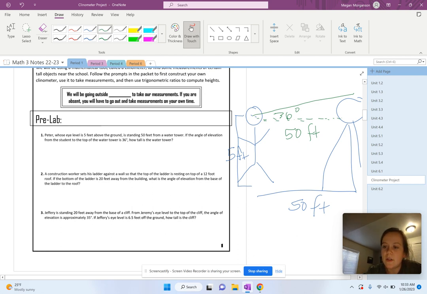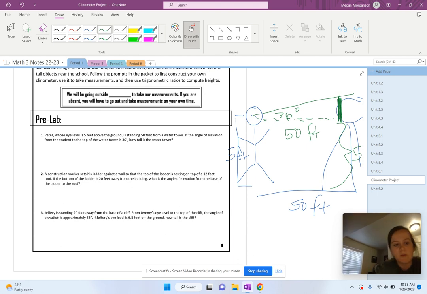We can use our trig ratios to find this height right here. And then we know that he's 5 feet off the ground, so this height right here is 5 feet because that's where his eyes are. So we should be able to do this: 5 feet plus this distance we find using the trig ratios in order to get the height of the water tower. So let's do that. Let's draw out this triangle here. We've got a right triangle. This is 36, this bottom length is 50, and we're trying to find this.